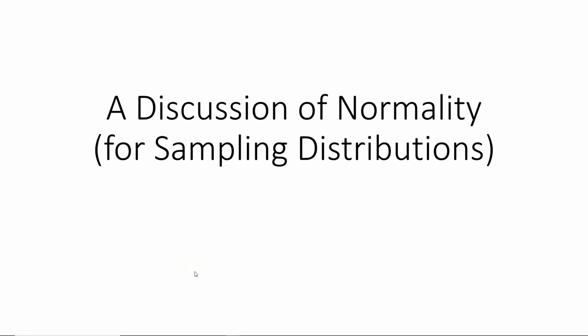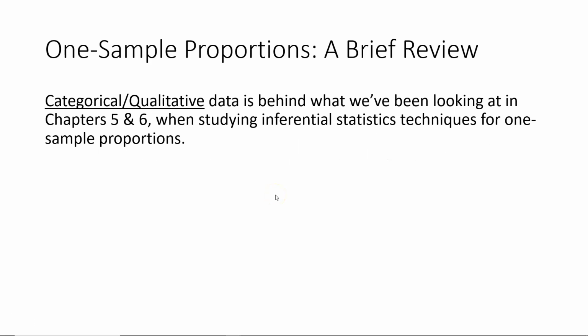In this presentation, we will consider conditions of normality for sampling distributions of both sample proportions and sample means. We begin with a brief review of some concepts related to normality of one-sample proportions. Recall that categorical or qualitative data is behind what we have been looking at in chapters 5 and 6 when studying inferential statistics techniques for one-sample proportions.